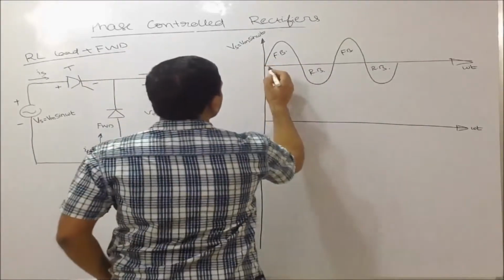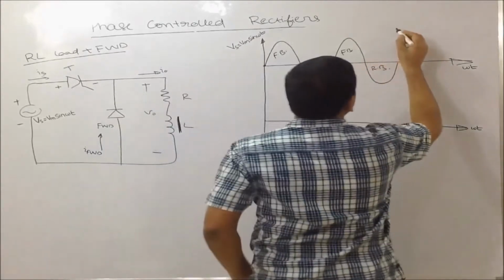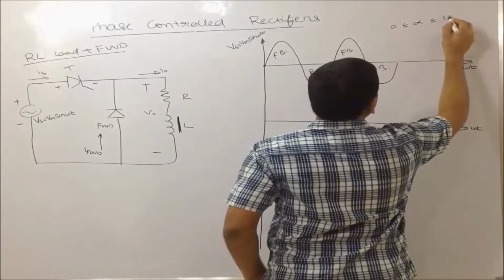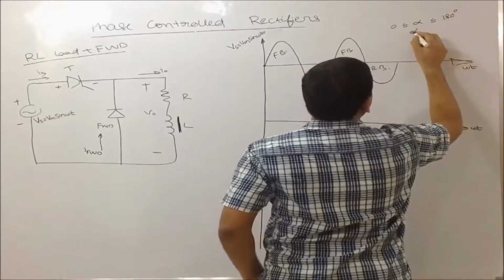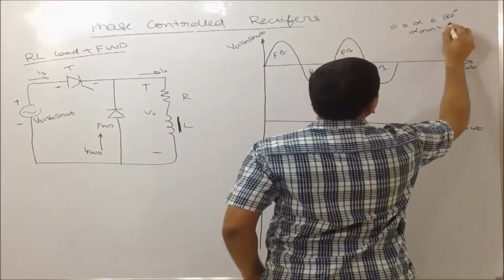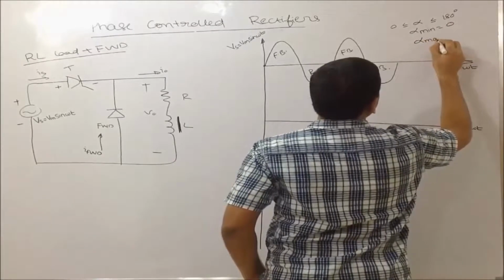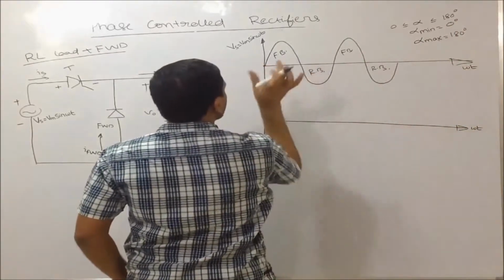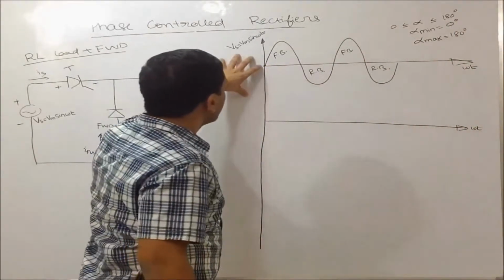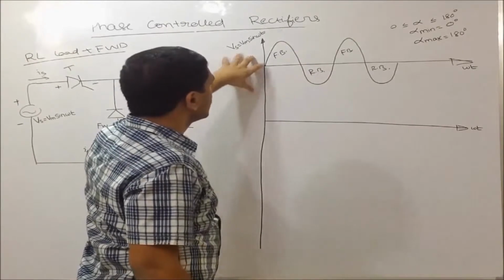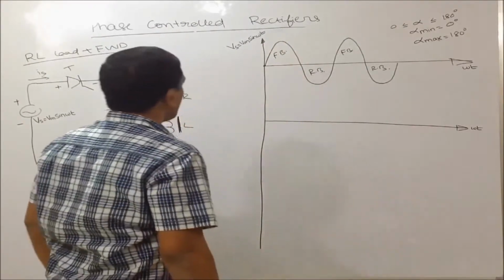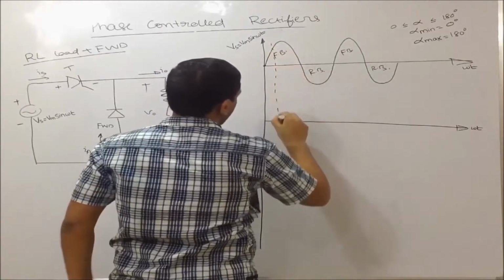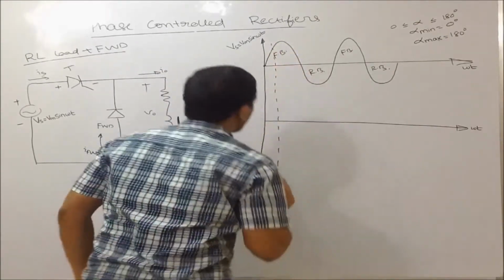The alpha minimum here is 0. 0 is less than or equal to alpha, which is less than or equal to 180. Meaning alpha minimum is 0, and alpha maximum is 180 degrees. This entire positive cycle is forward biased, so I can fire anywhere between 0 to 180 degrees. Let us suppose here I have fired at this instant. We will see what happens.